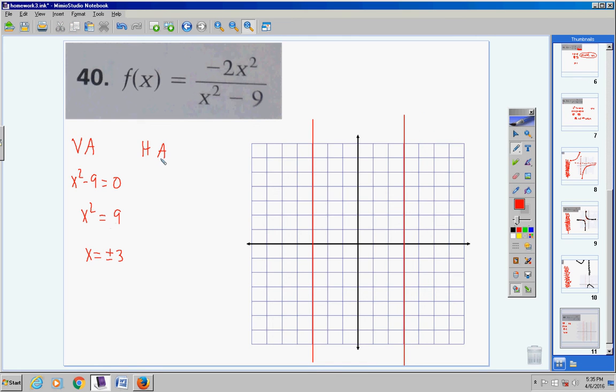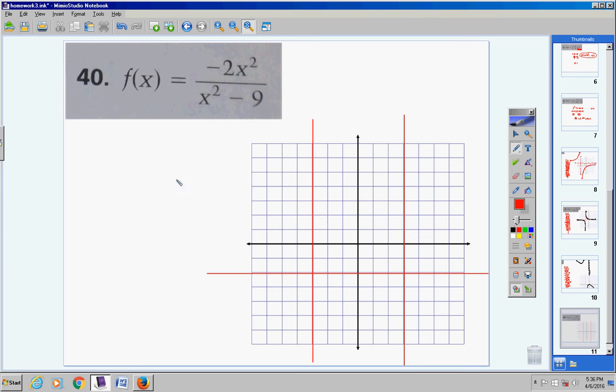Now, horizontal asymptote, remember, if your degrees are the same in the numerator as the denominator, you take your top lead coefficient, negative 2, and put it over your bottom lead coefficient, which is 1. Negative 2 over 1 is negative 2. So we have a horizontal asymptote at negative 2. There we go. And there's your horizontal asymptote, or at least close enough. Now, having done all of that, let's find our x and y intercepts, okay?